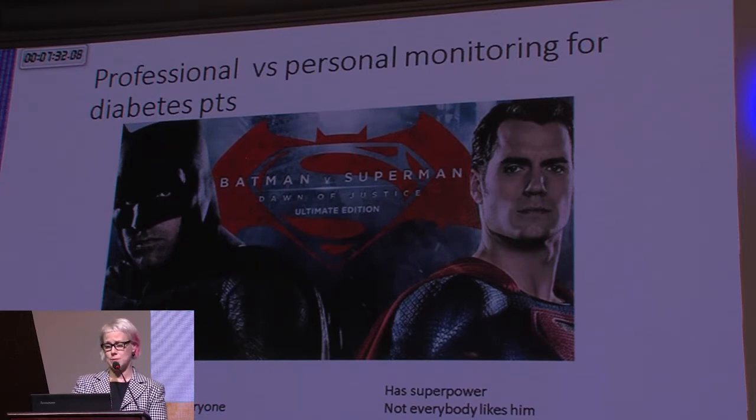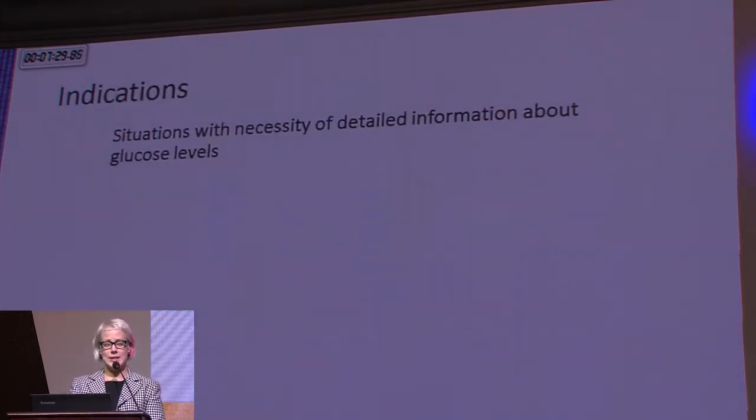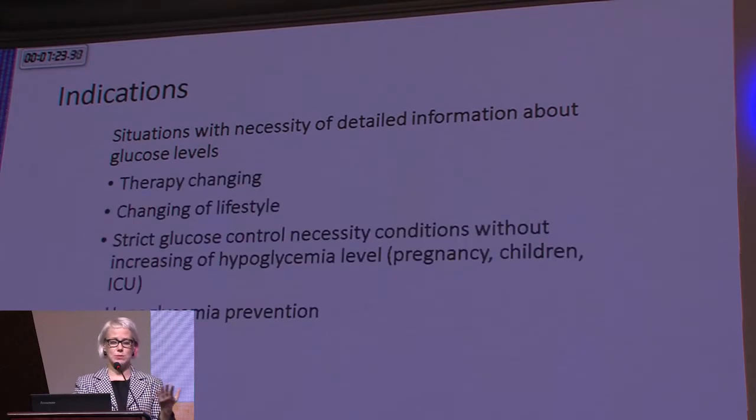So what are the indications? Every situation with necessity of detailed information about glucose level, and there are some simple lists: therapy change, change of lifestyle, strict glucose control necessity conditions without increasing hypoglycemia, for example, pregnancy, or for children, and hypoglycemia prevention.